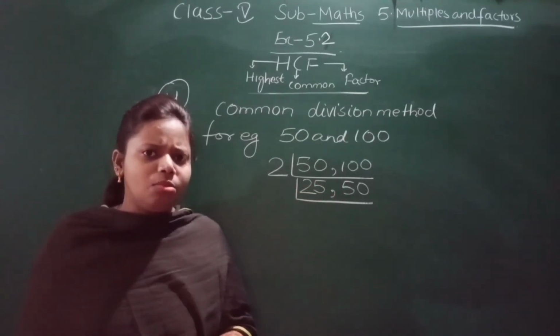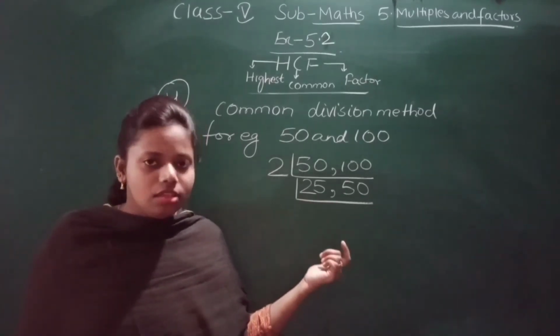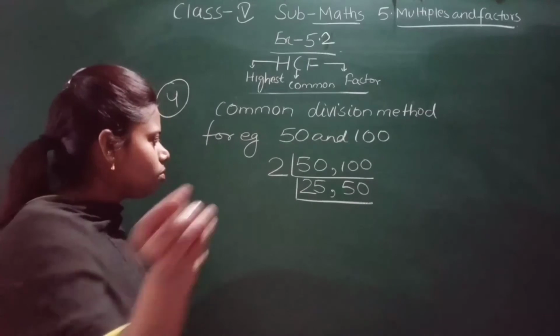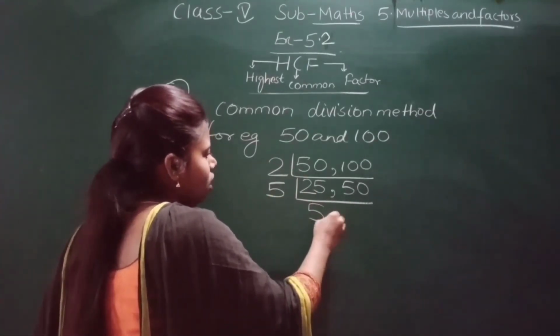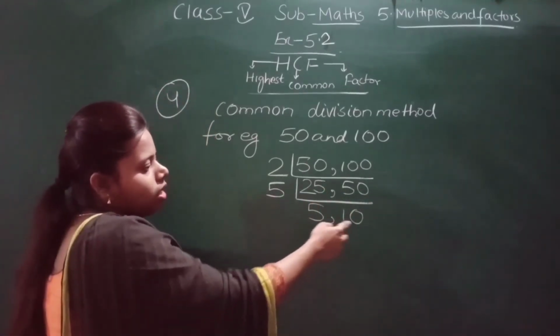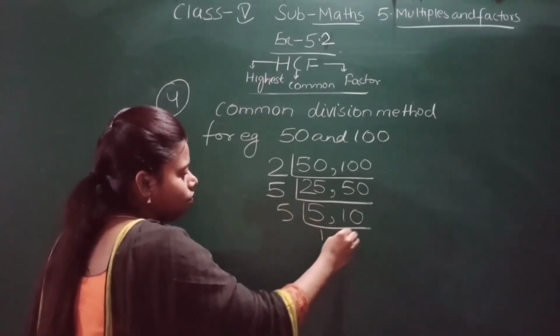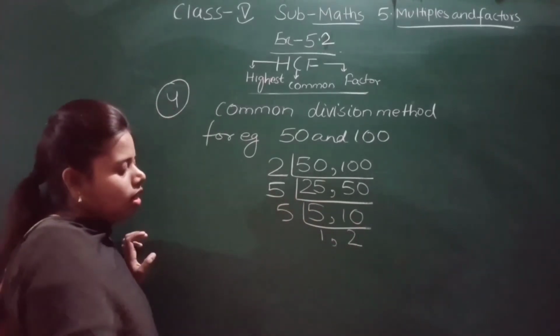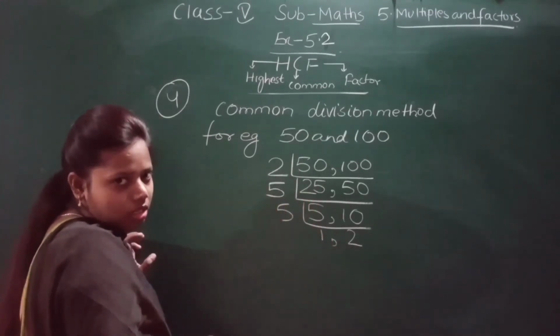4 is not a prime number. Okay, then what about 5? Will 5 divide both of these? Yes, in the table of 5 both come. So we can write here: 5 fives are 25, 5 tens are 50. Now again both are common in the table of 5. 5 ones are 5, 5 twos are 10. Now see here, we got 1 and here we got 2.